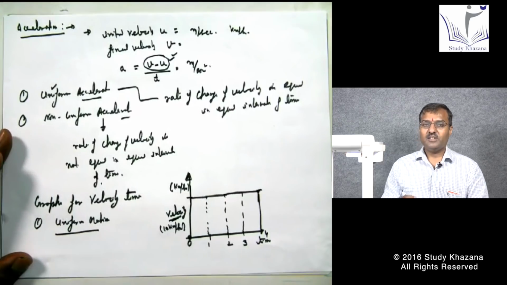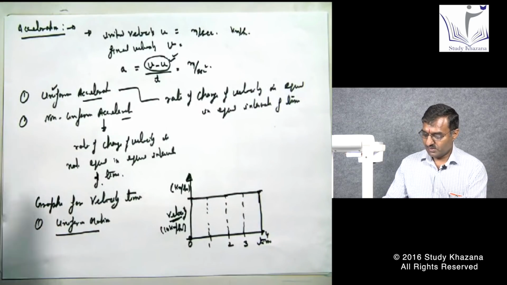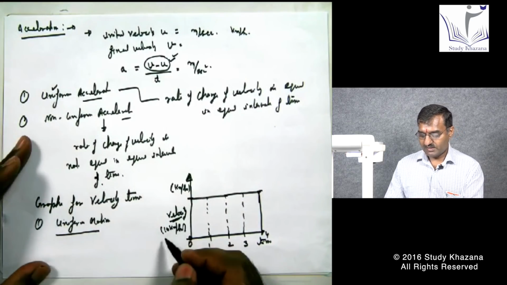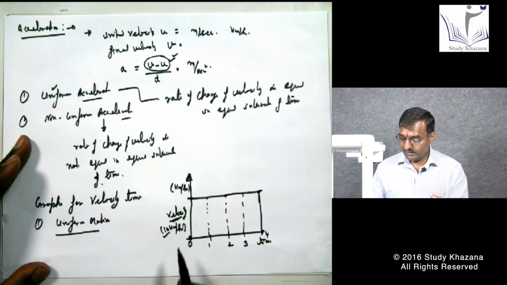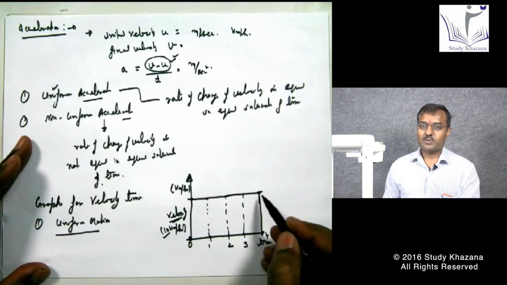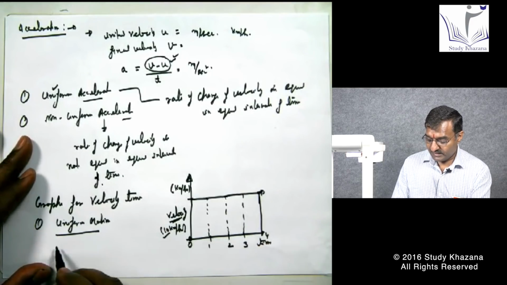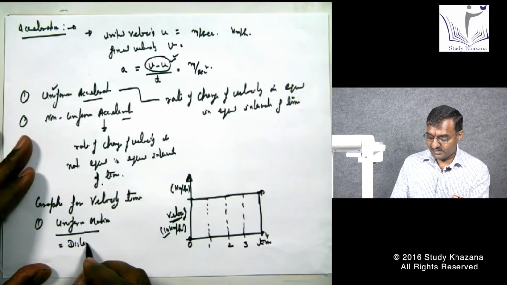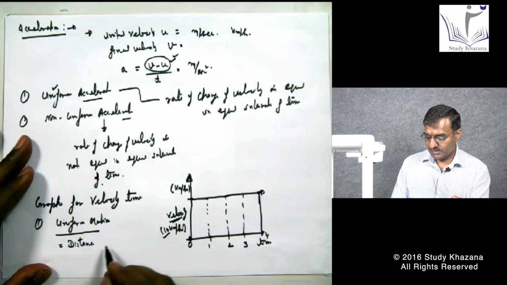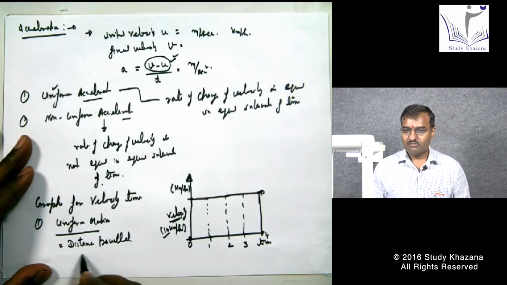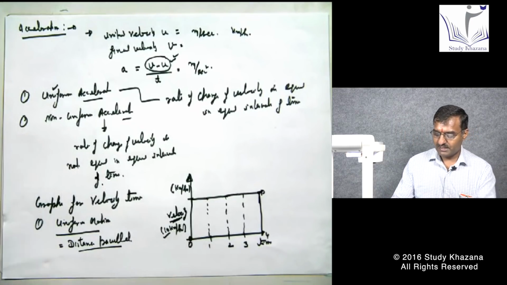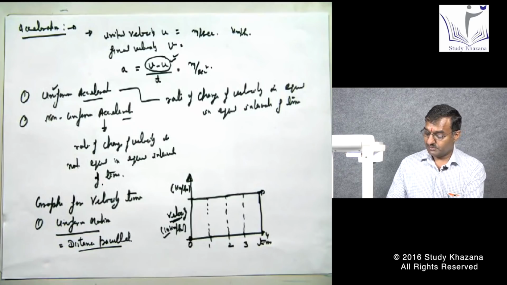Now here in the velocity time graph, I am considering a uniform motion, or I can say uniform velocity. So this velocity is fixed at 10 kilometer per hour. What can this graph show? This graph can give me the distance traveled or displacement, because in case of velocity we consider displacement, but I am writing distance here, so don't get confused with that.